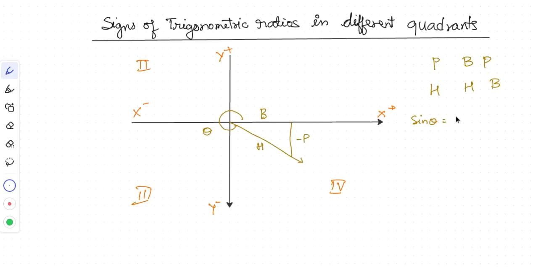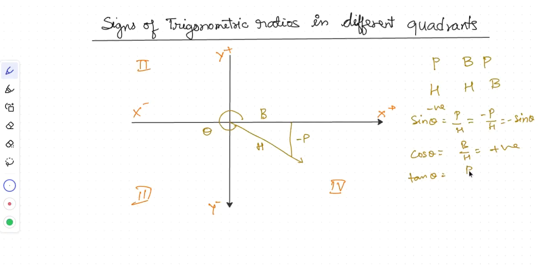Sin theta is equal to perpendicular upon hypotenuse. In this case, perpendicular is negative and the hypotenuse is positive. So which is equal to minus p upon h, which is the negative sin theta. So in the fourth quadrant, sin theta is negative. What about cos theta? Cos theta is base upon hypotenuse. Base and hypotenuse both are positive. So cos theta is positive.